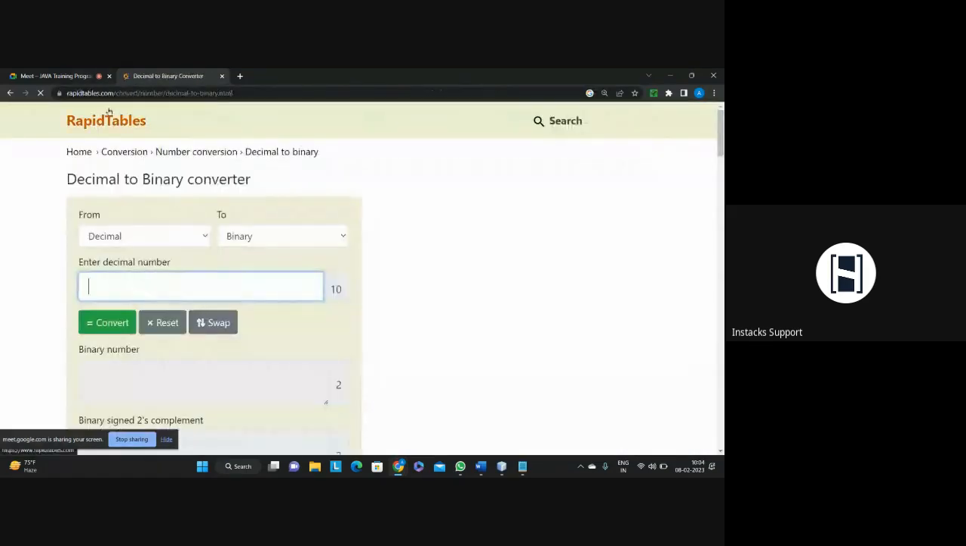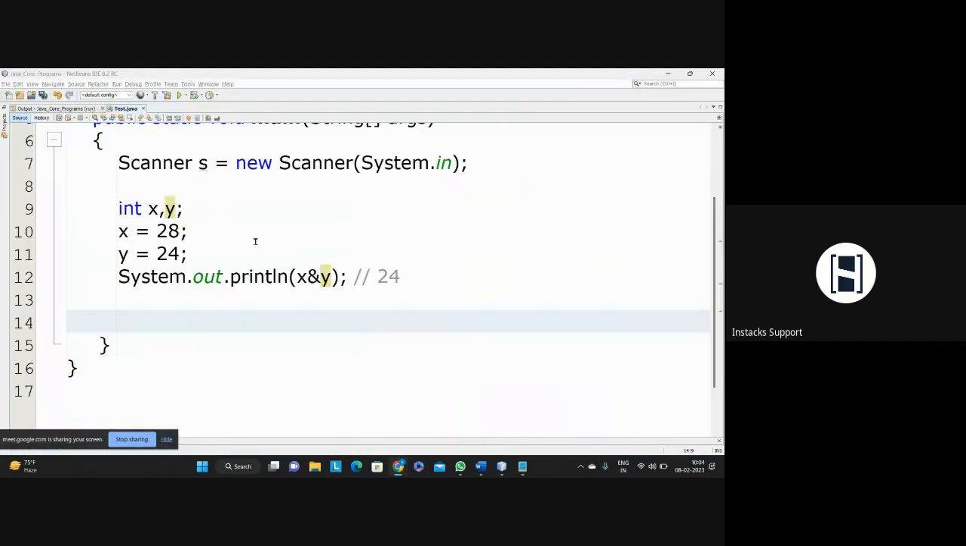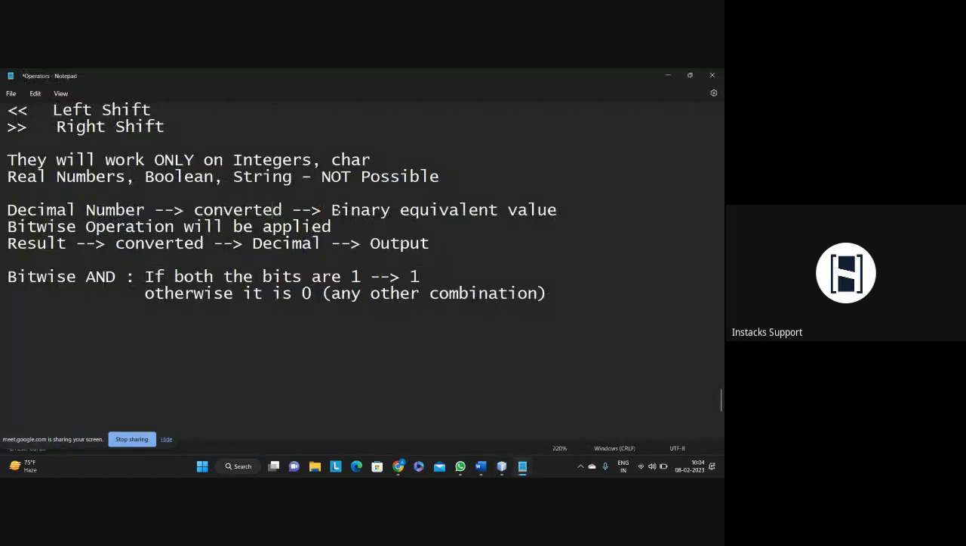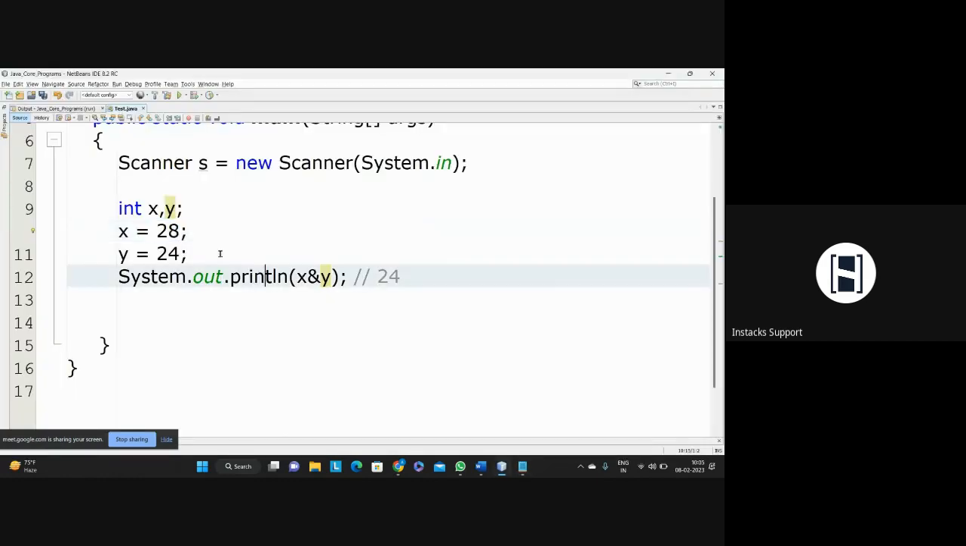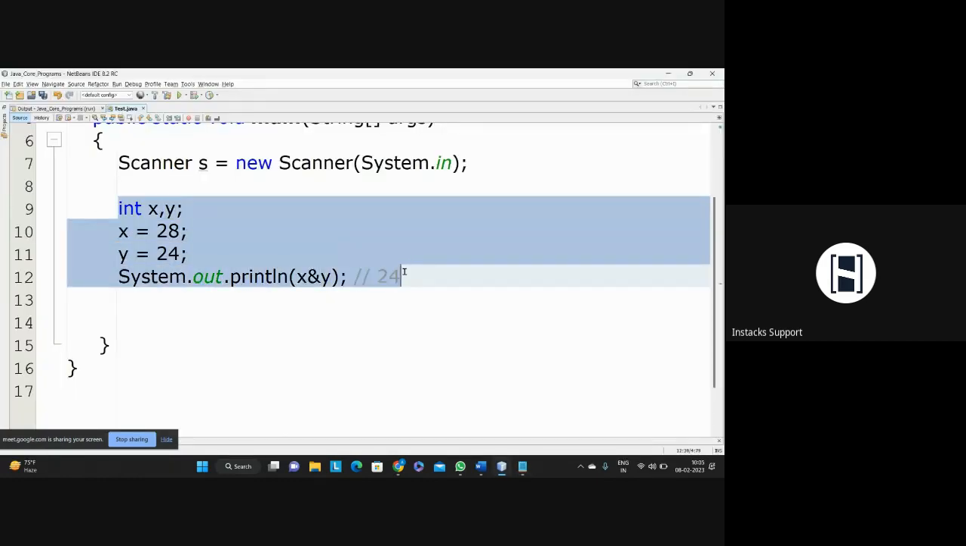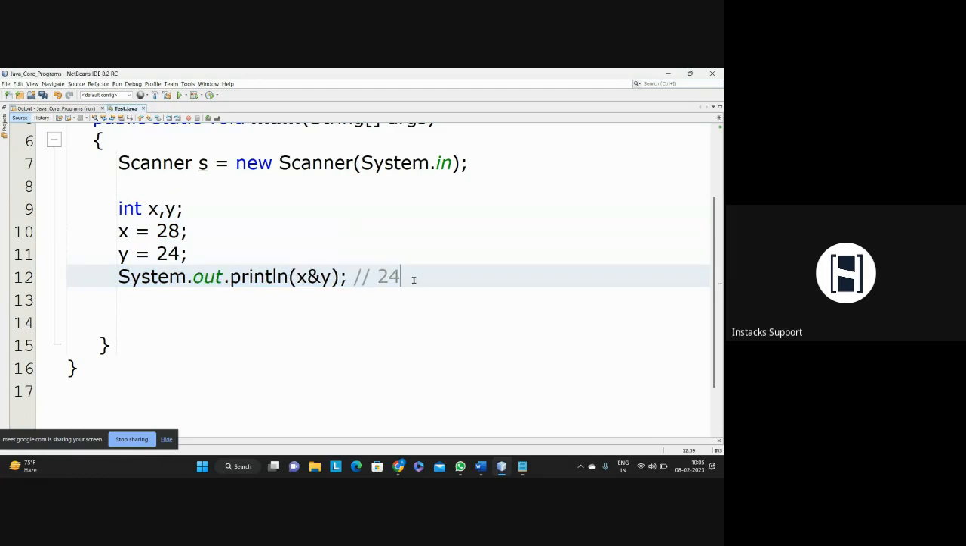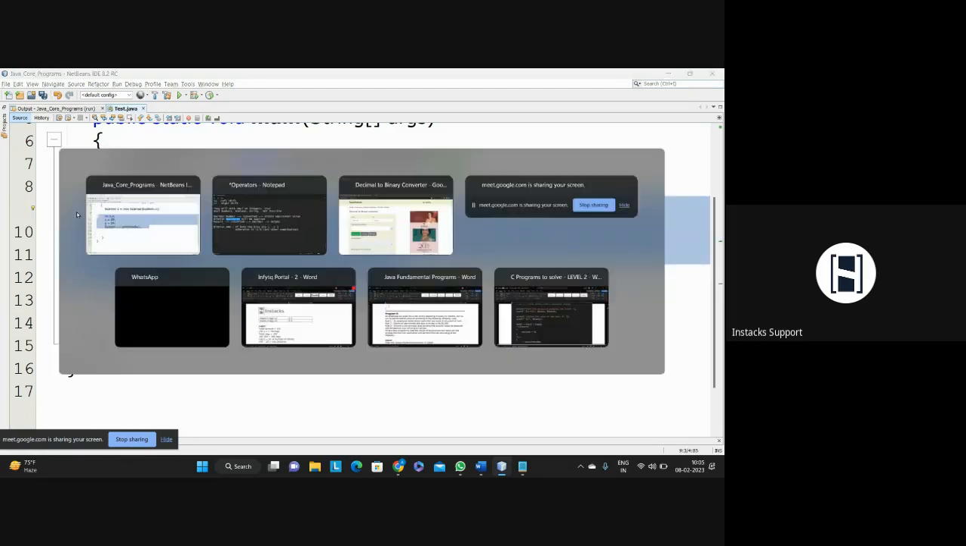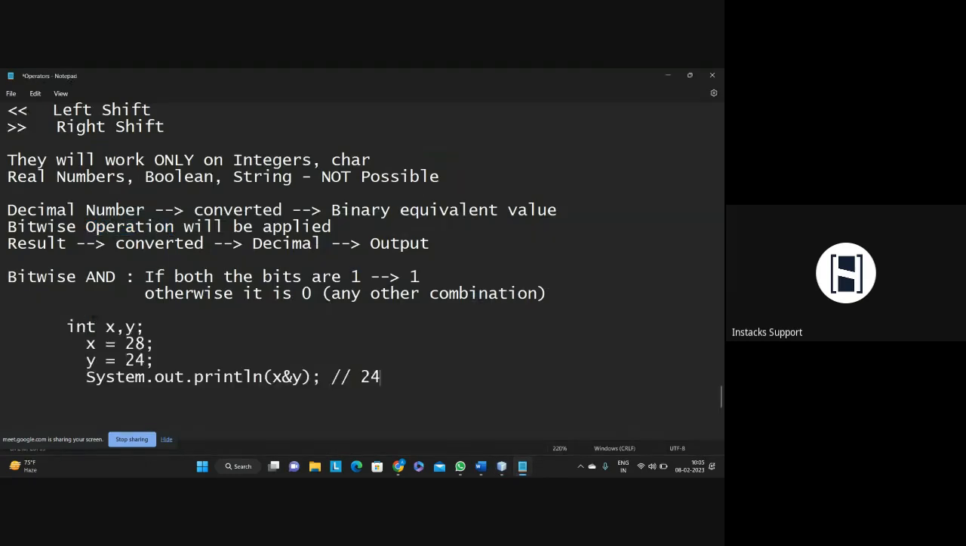Right, so I'm just going to take the help of my converter. I want to convert a decimal number into binary, because what did I say? Whatever decimal number you're giving, that will be converted to its binary equivalent, and only then will the bitwise operation occur. So this is my example, this is the output I'm getting. How we are getting this output, that is what we have to look into first. So let us try to solve that.